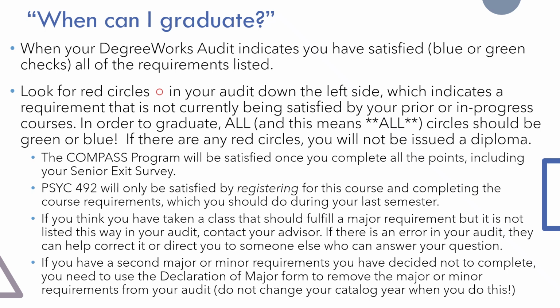Once all of your DegreeWorks shows blue or green, that means you will graduate after you complete all of those classes. Now, I will note that sometimes the completion circles at the top go to 100%. Sometimes those don't say 100% until after you've completed all of the units. So don't worry if those numbers don't say 100%. Just look for the red circles down your audit. If everything is blue and green, then you've satisfied the requirements for graduation.